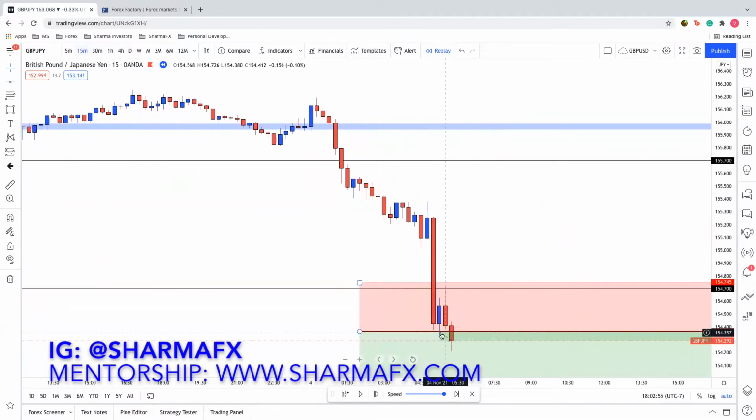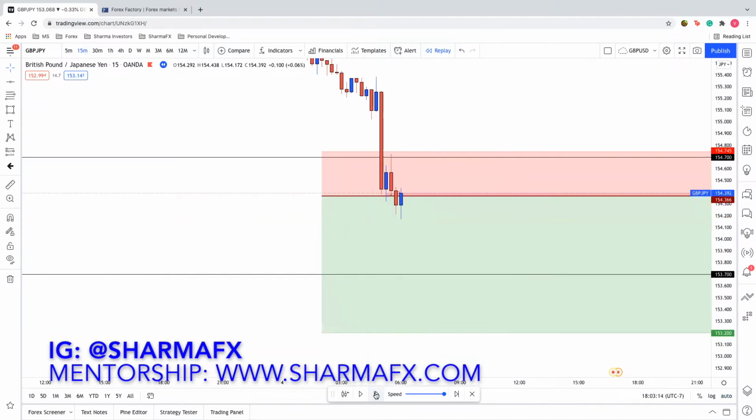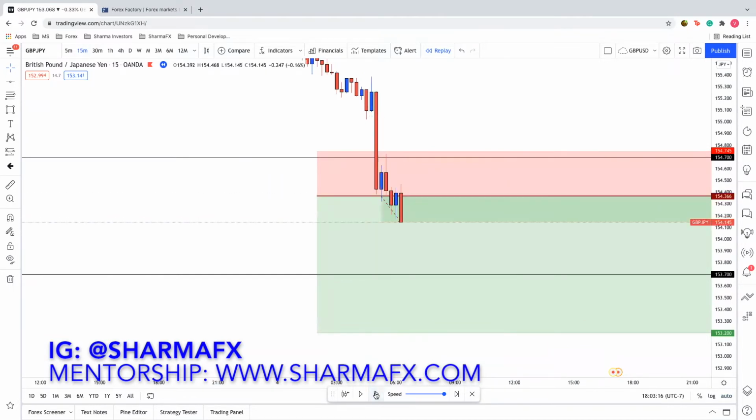So you get your first entry could be here or after that break and retest, as long as 154,700 was being respected as resistance. That's all we were looking for. And then price continues to push down here. So you look for your 10, 15, 20 pips, whatever you look for in your scalp.